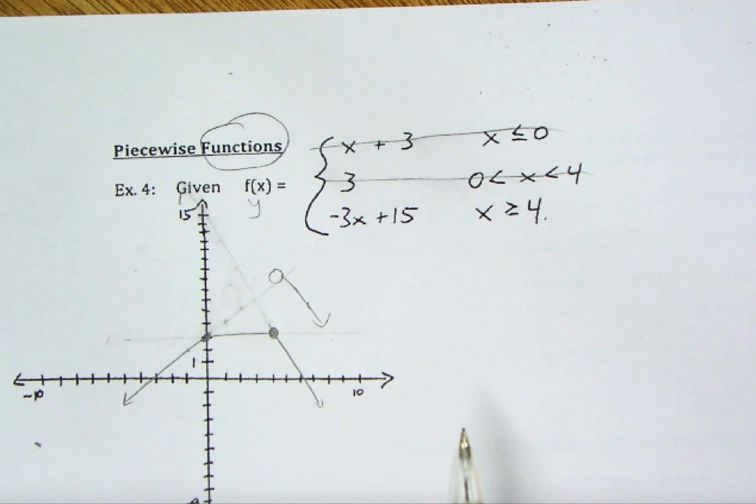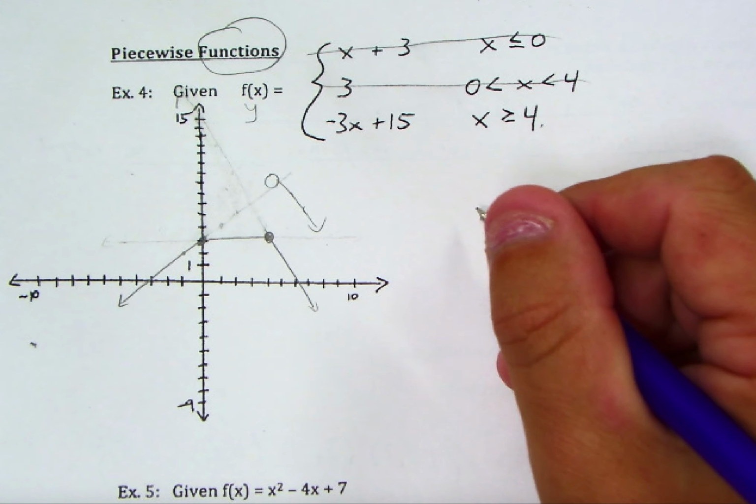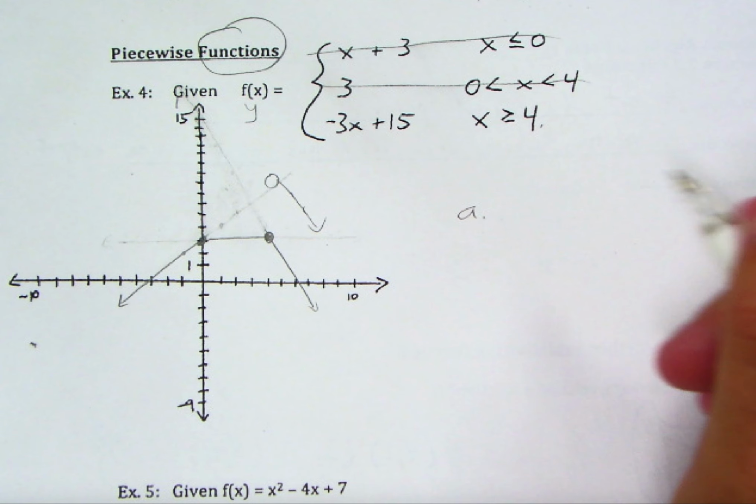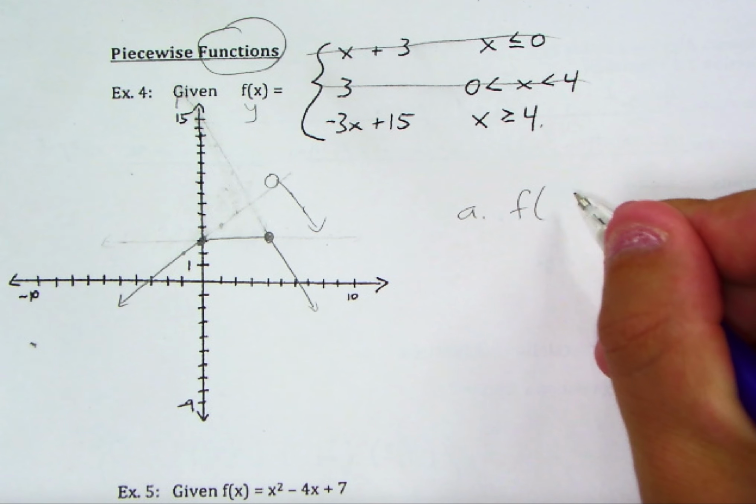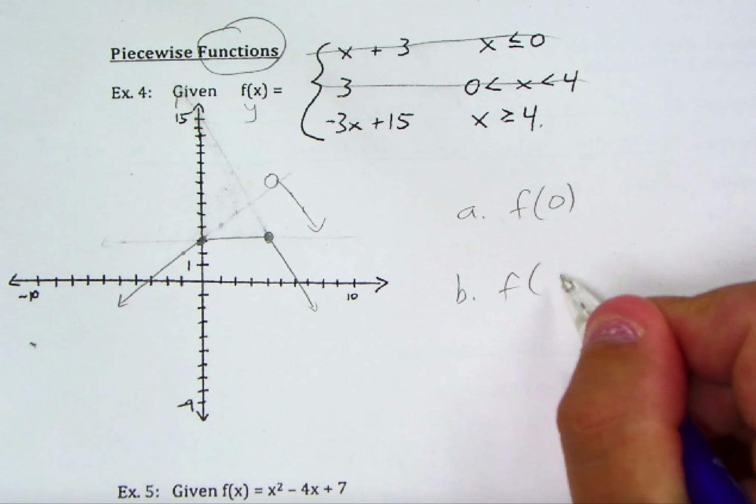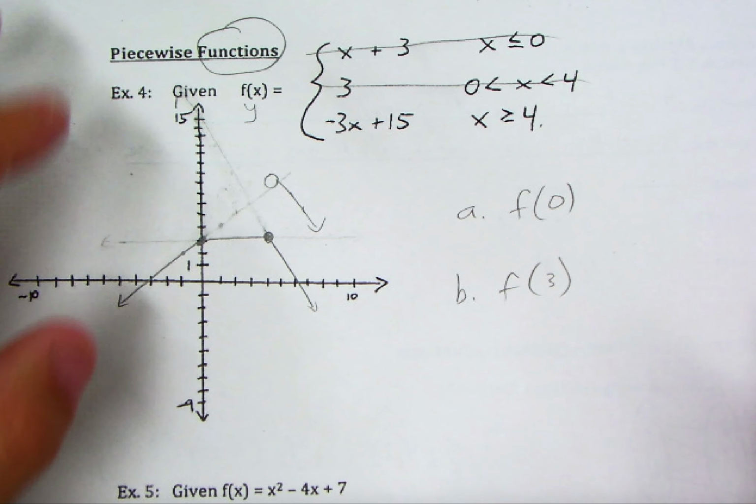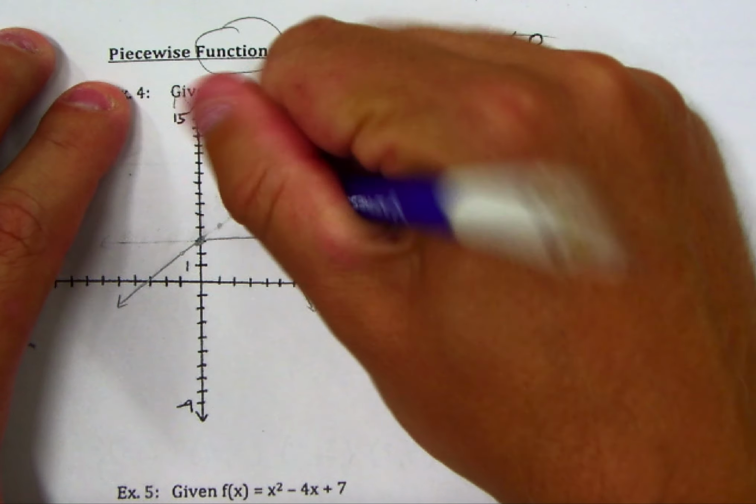And the last thing, we're going to skip example 5. We're not going to do that one today. But the last thing you could be asked is they could give you a piecewise function and say, what's f of 0? What's f of 3? They can ask about these values from up here. And I want to talk about this.